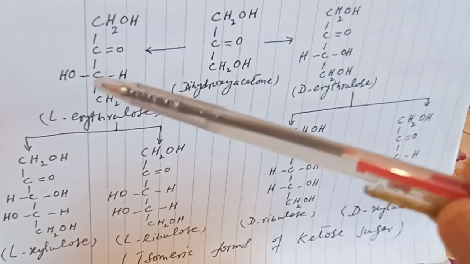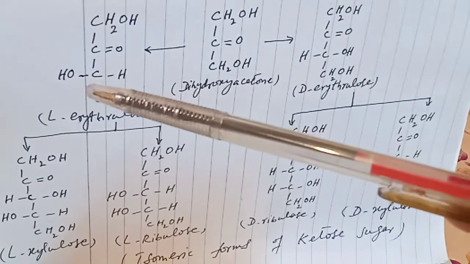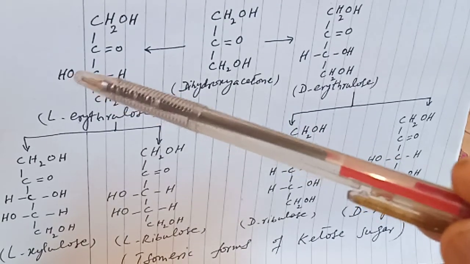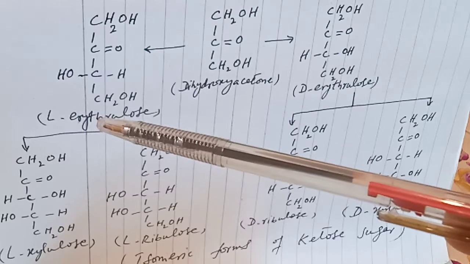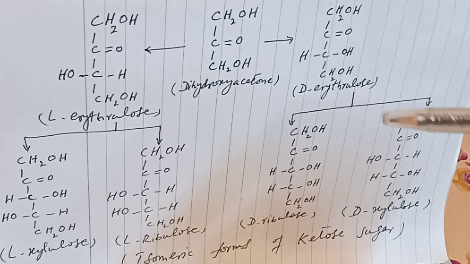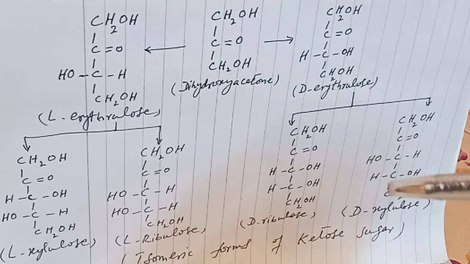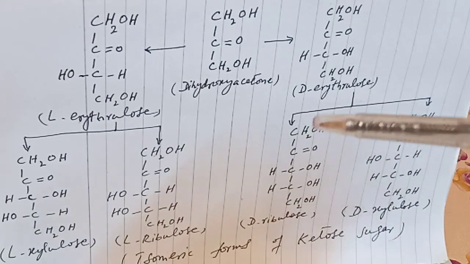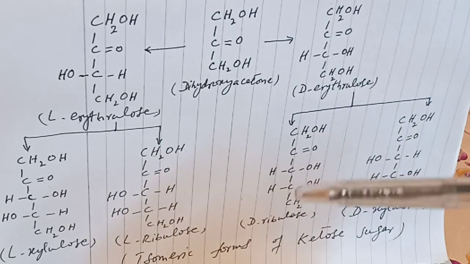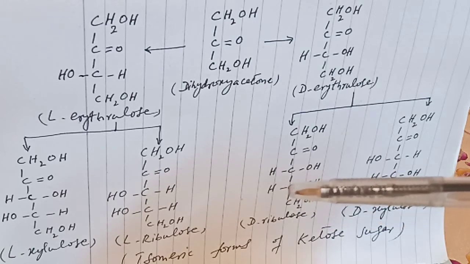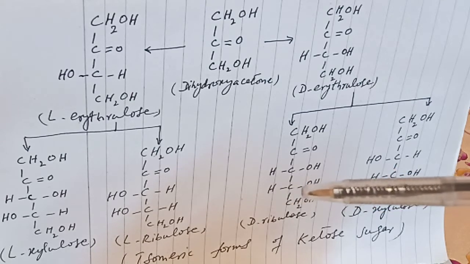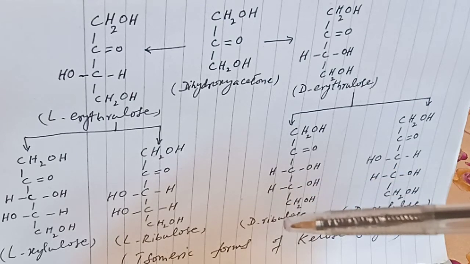While in the structure of this neighboring sugar, which is also formed from dihydroxyacetone, the OH group on the 3rd carbon atom is located on the left side, which is called L-erythrulose. Now D-erythrulose is further increased into the 5 carbon atom containing sugars. So here is the structure of the 5 carbon atom sugar, in which the 5th carbon atom has an OH group present. Therefore this is called D-ribulose.